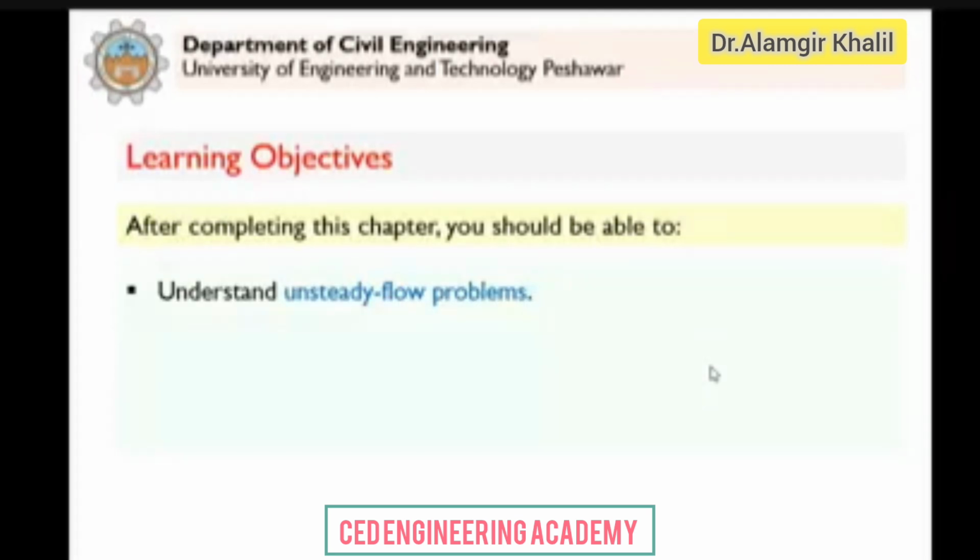So far, what we have studied, especially the pipe flow chapter, you saw that all the problems that we discussed were steady flow problems. Even the name of the chapter was Steady Incompressible Flow in Pressure Conduits. In this chapter, we are going to study the unsteady flow problems. Clear? So you will be able to understand what the unsteady flow problems are.